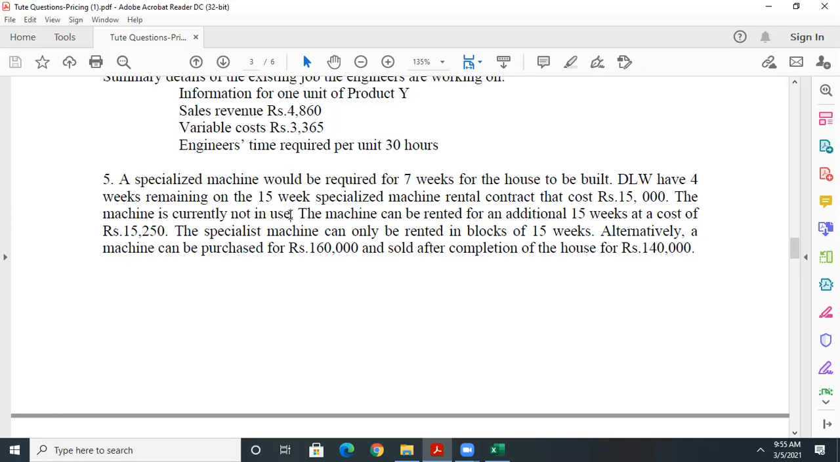The machine can be rented for an additional 15 weeks at a cost of rupees 15,250.